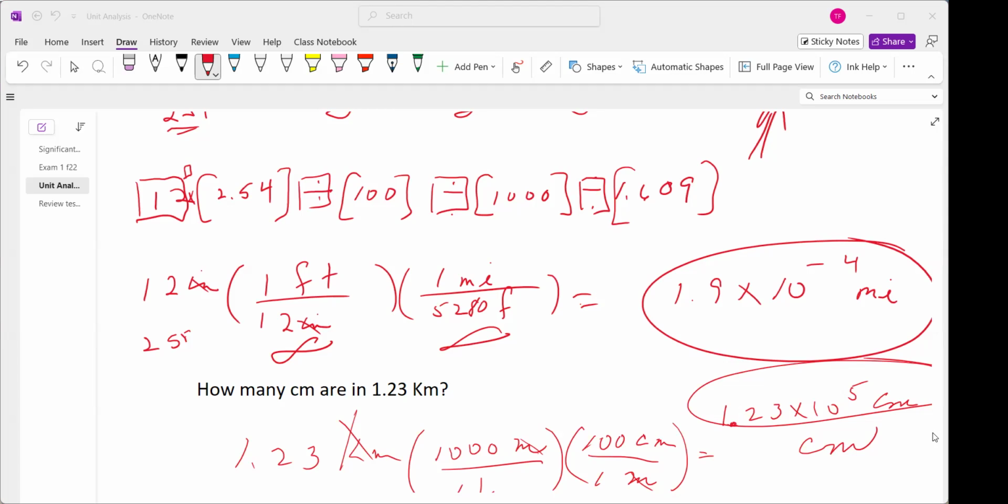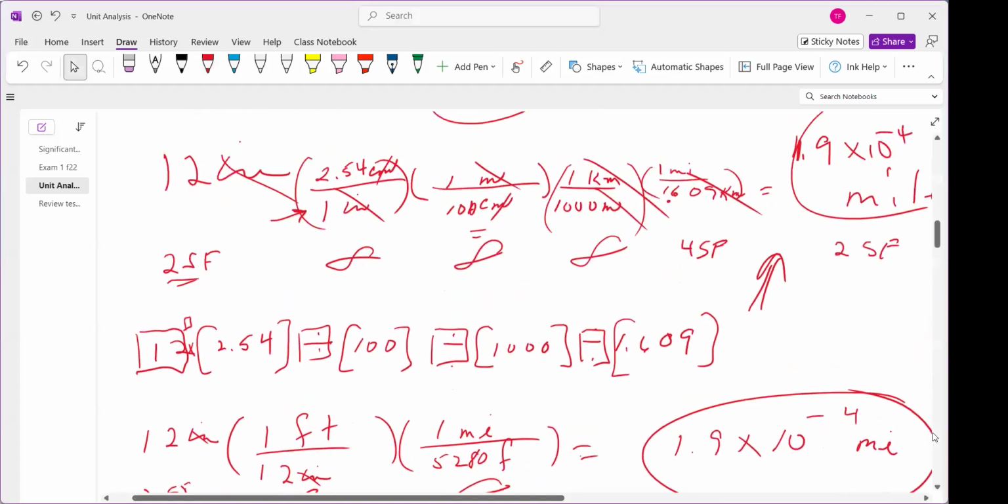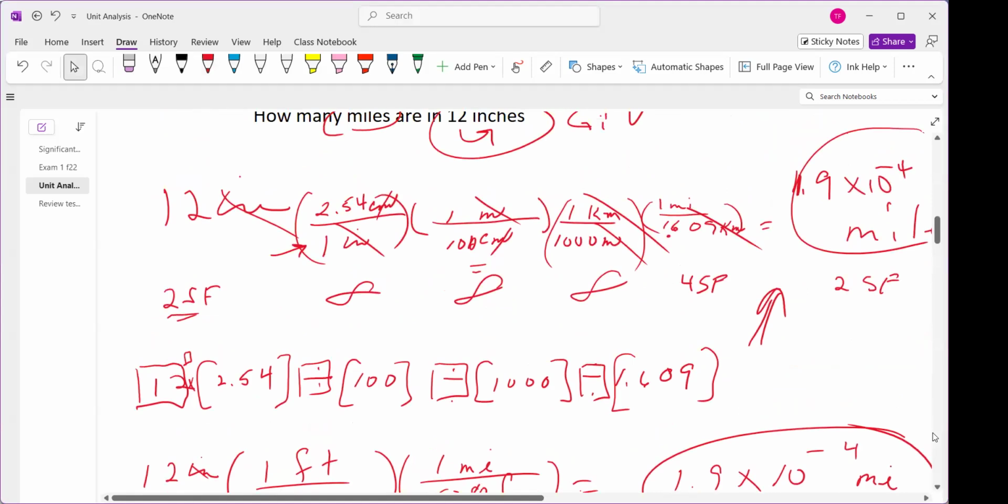What I don't want you to do are shortcuts. Like you may know, can you do that directly? Centimeters to kilometers. How many centimeters in a kilometer? Well, it's a multiple of 2 and 3, it's 10 to the 5th.